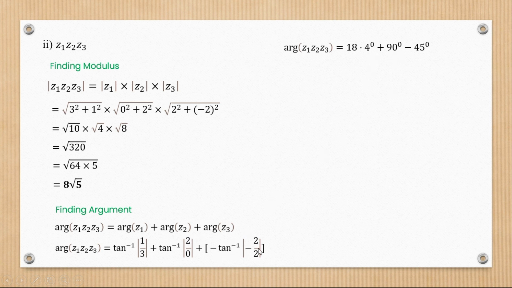And then when we come to this, we can see that this is going to be equal to negative 45, because tan inverse of 1 is equal to 45, but because of this negative representing the clockwise rotation, it's going to be negative 45. So we end up having the argument of Z1 Z2 Z3 being equal to 63.4 degrees, and hence we've solved that.